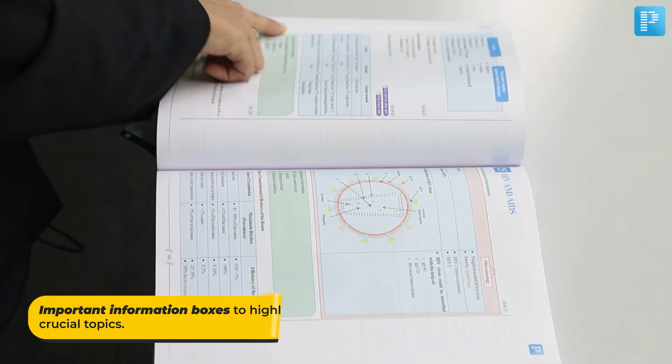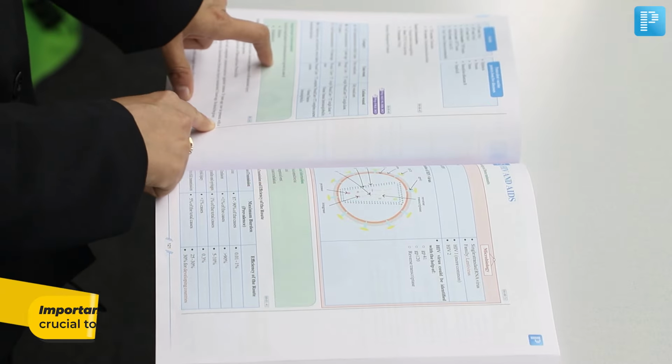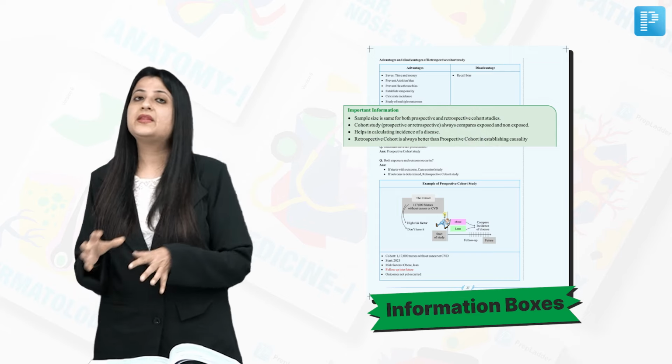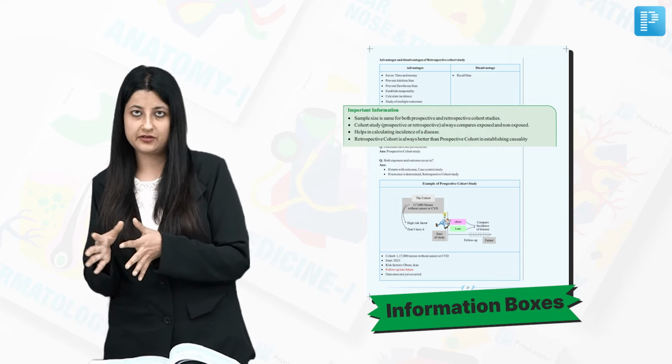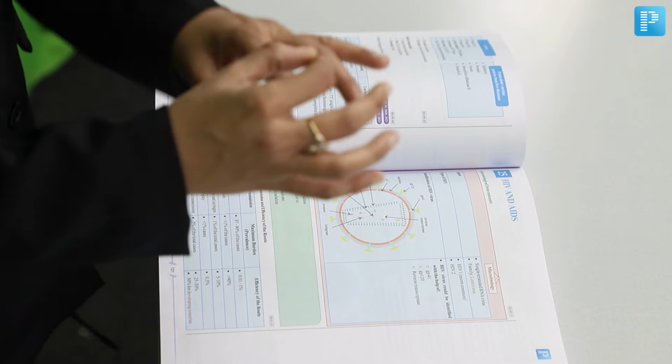Moving ahead, you can see you have important information boxes. These important information boxes are going to highlight all the high yield points, which again is important for your last minute revision. Once you glance at the page, you'll notice the important information over here. You'll keep looking at it and it'll get imprinted. So that's very, very good, important information boxes.